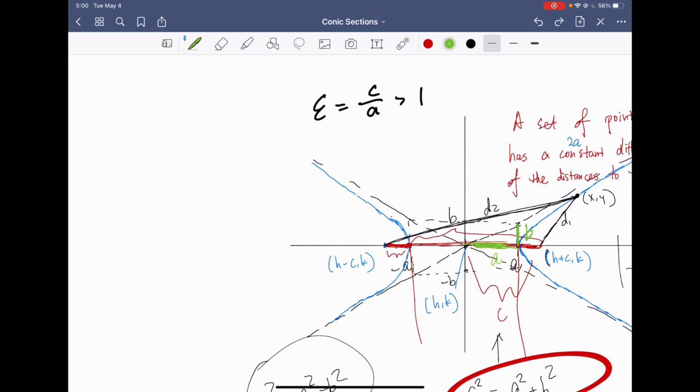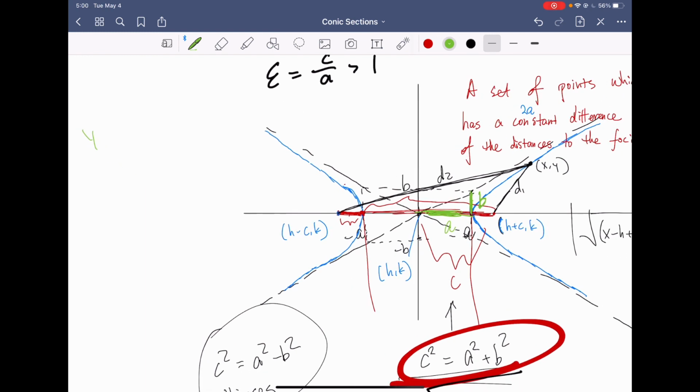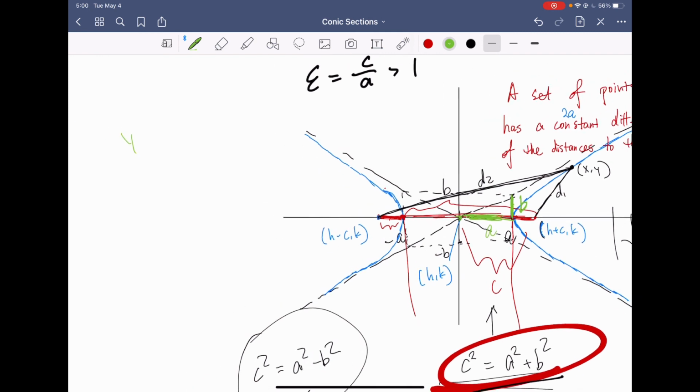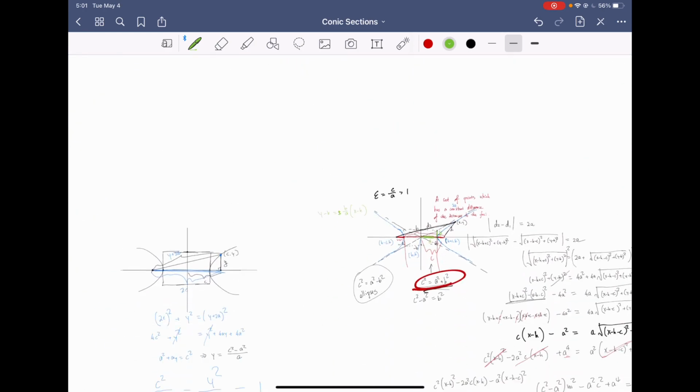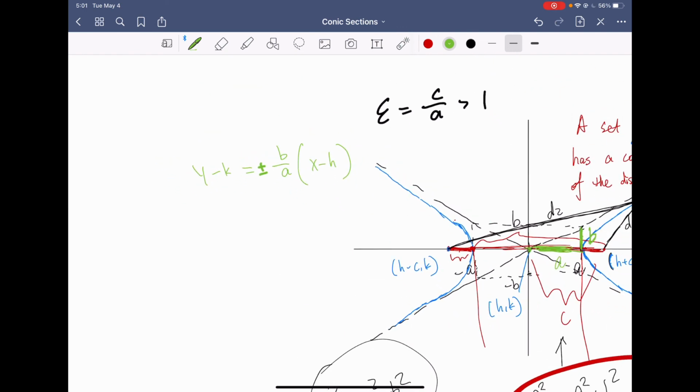So what we have over here, let's use point-slope form, that always goes through the center of the hyperbola, which gives us y minus k is equal to m, which is b over a, times x minus h. We need to be careful to add a plus or minus sign over here because there are two asymptotes. And for the vertical ones, because the a and b are on different x and y, we need to make sure that it is actually flipped. So for horizontal it is as above, and vertical would be y minus k is equal to plus or minus a over b times x minus h.